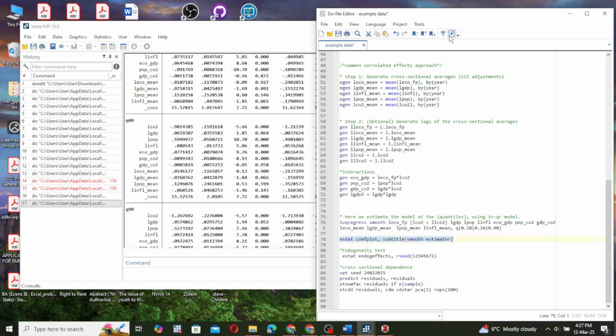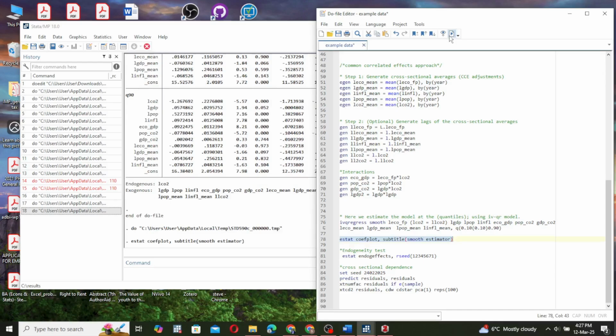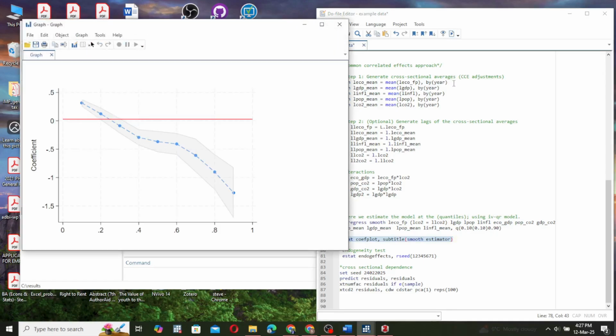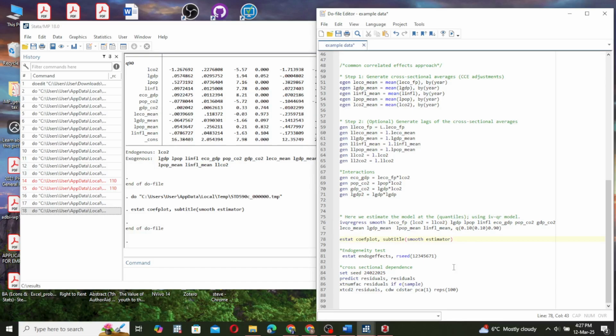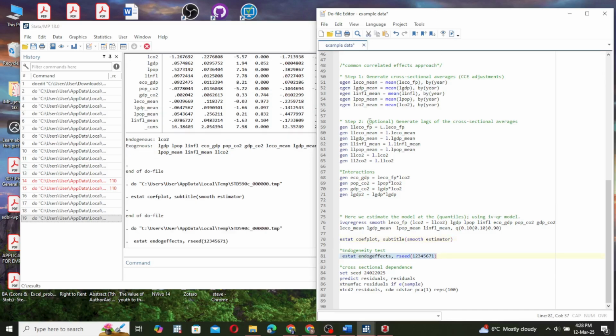So let's plot this. Right, so you see it trends downwards from the lower quantile up there to the higher quantile. Right, let's continue. We use this post-estimation test to determine whether our endogenous variable is indeed endogenous, and whether the effects that we find in the graph are also strong. So let's do that and see what it gives us.